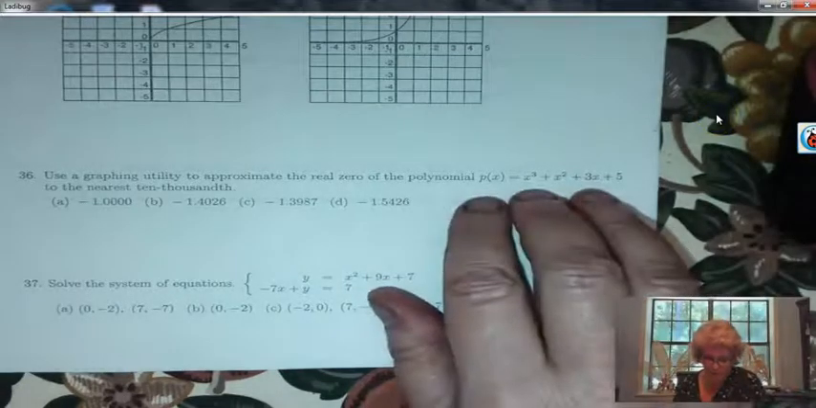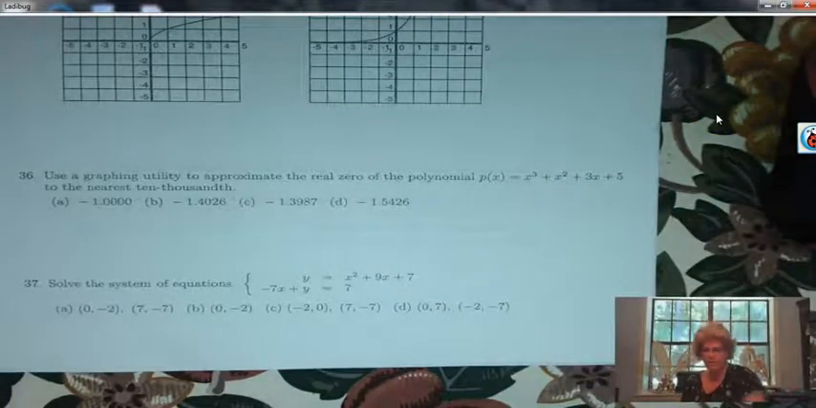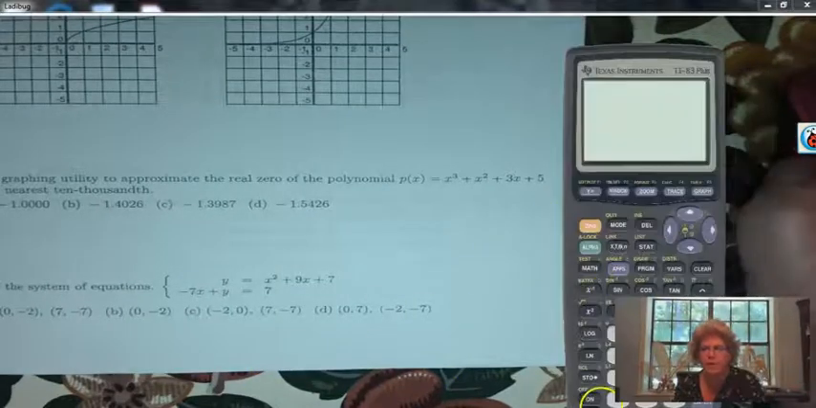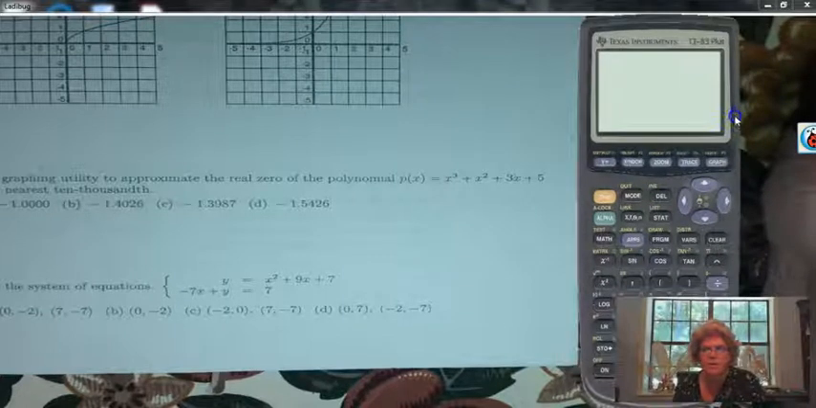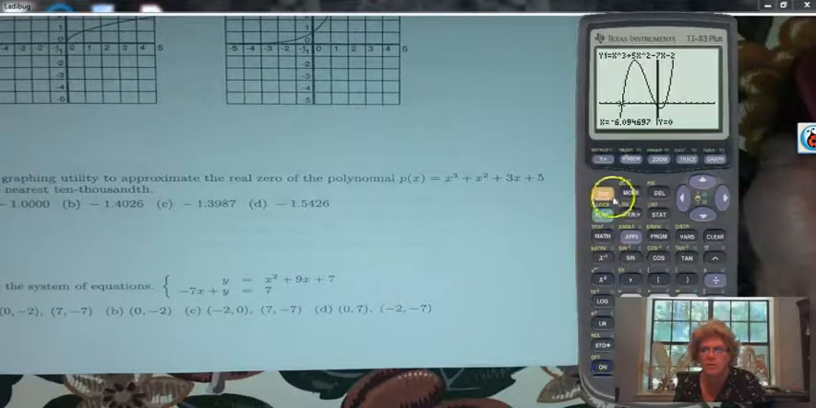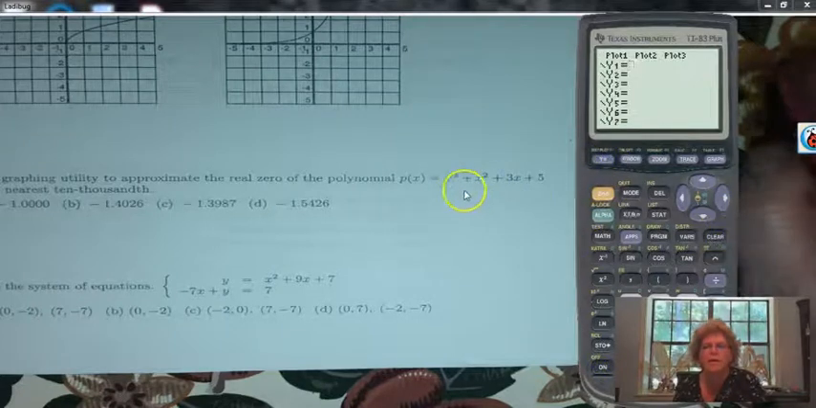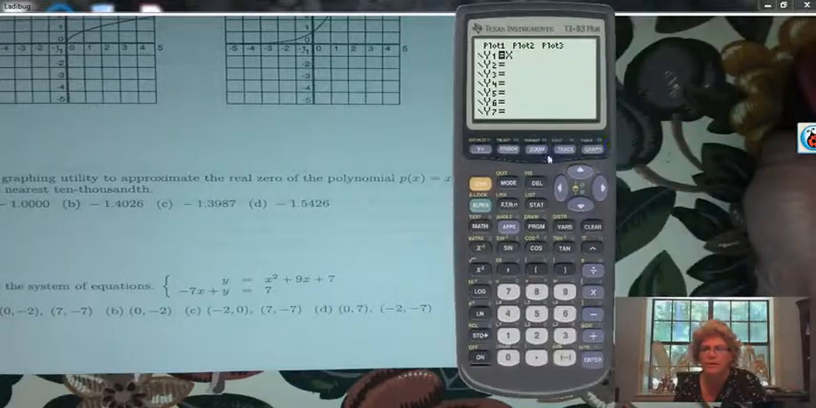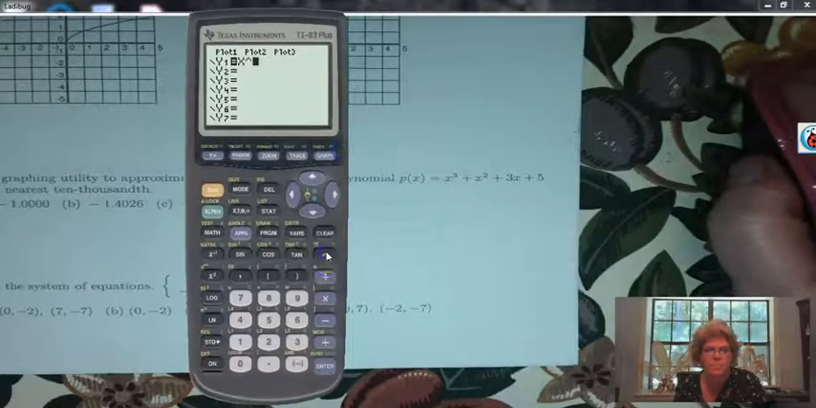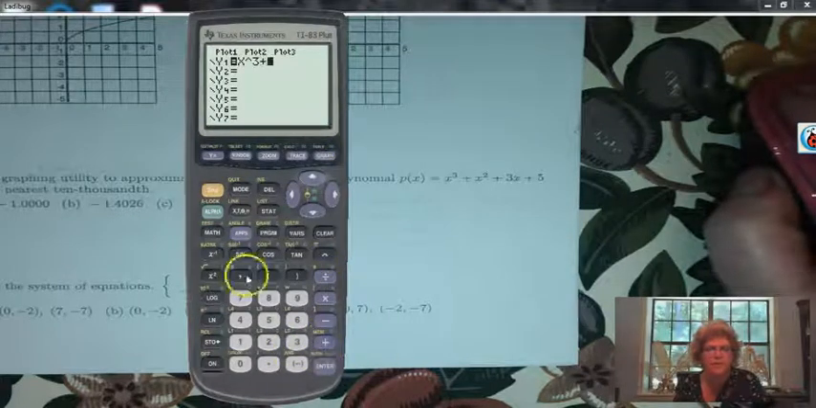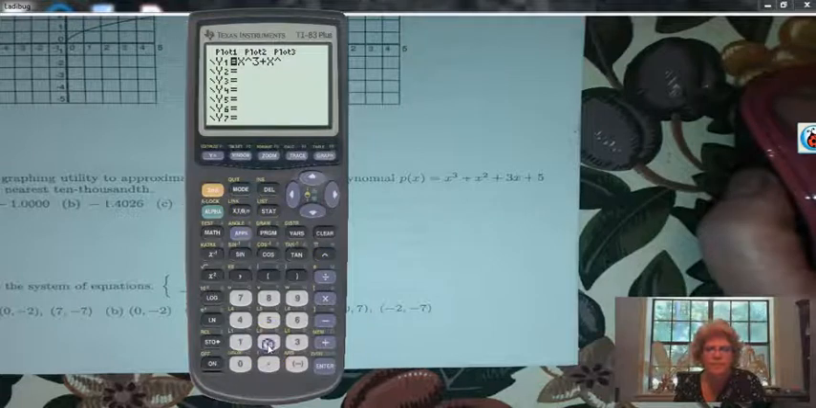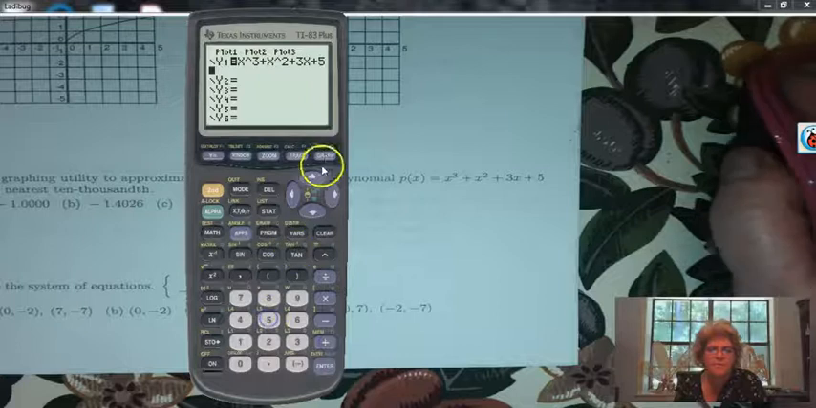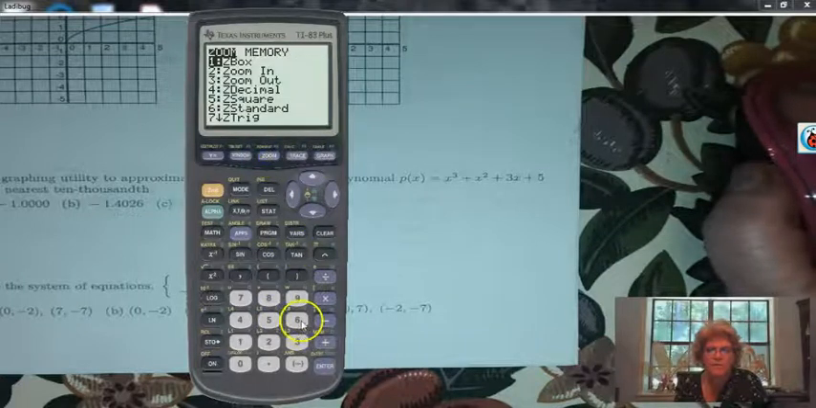So what we're going to need to do is put that into our calculator and get our calculator to do it for us. All right, so here I'm going to need to turn it on and clear out anything in there, and we want to put that polynomial in there. So x cubed plus x squared plus 3x plus 5. And let's start with a zoom 6.